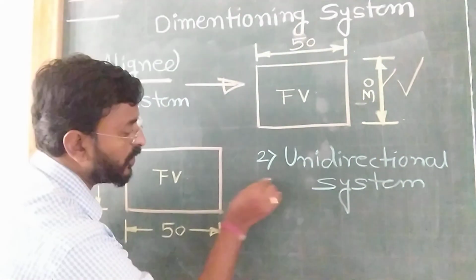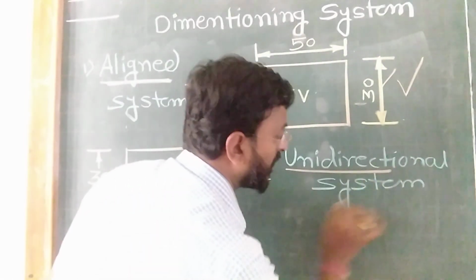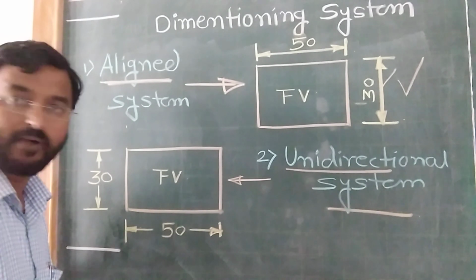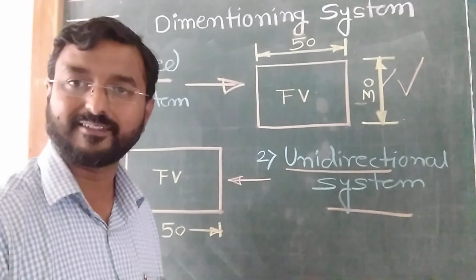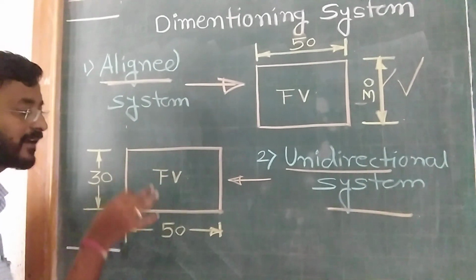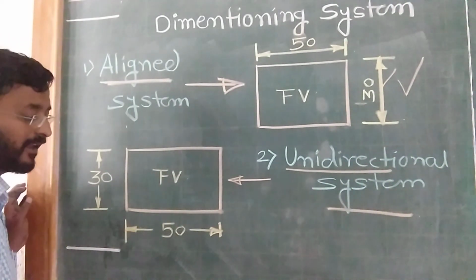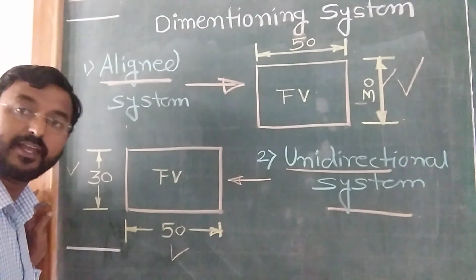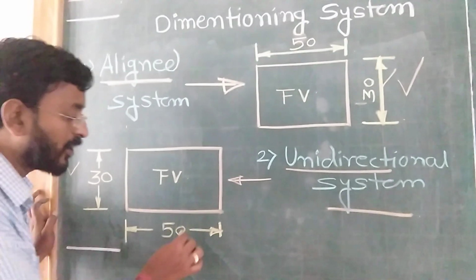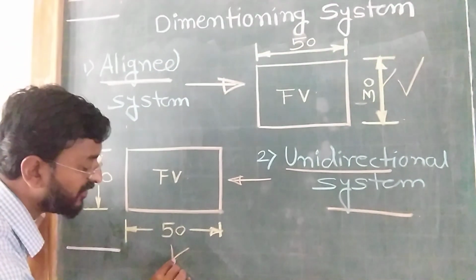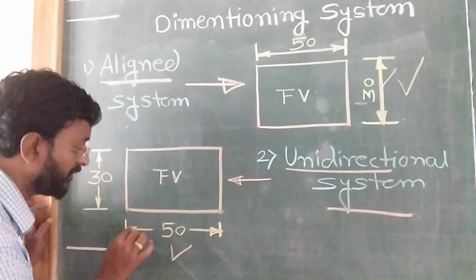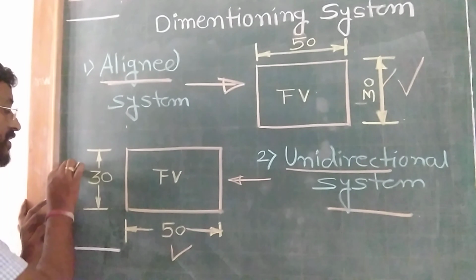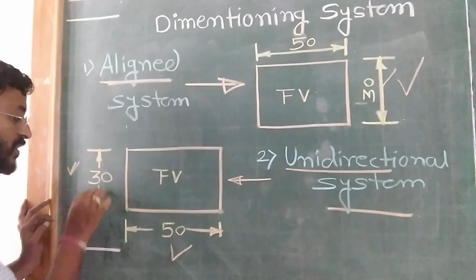Now the unidirectional system, this is your second system. Either we follow this one, unidirectional, or aligned. Now we will see what is meant by the unidirectional system. Here also we consider the same figure, a rectangle, and we give the horizontal and vertical dimensions. This is very important. While giving the horizontal dimensions, we place the digits or number in between the dimension lines. Similarly, the vertical dimensions we place between these dimension lines.